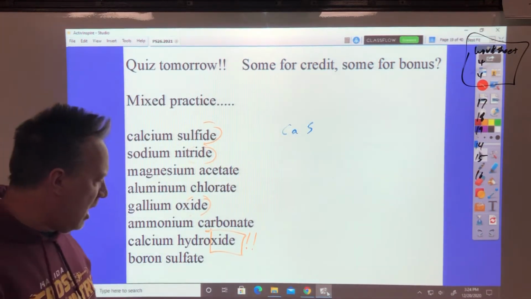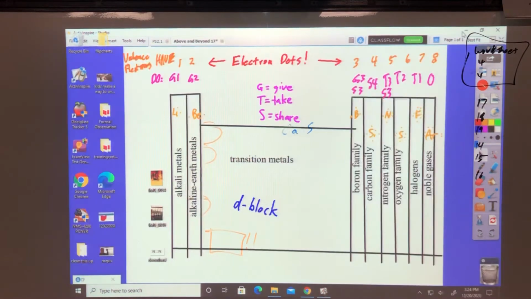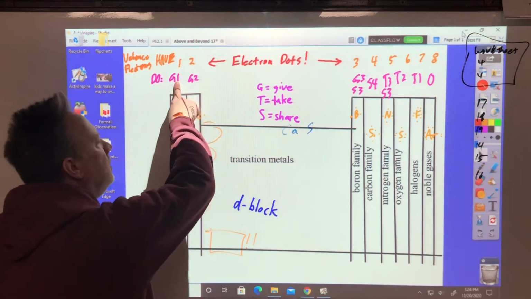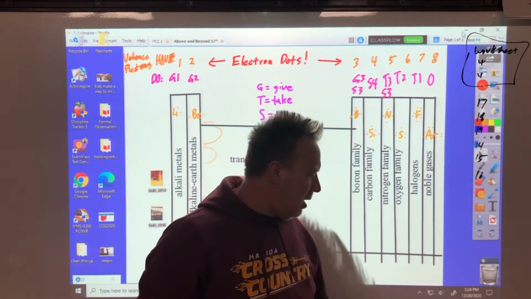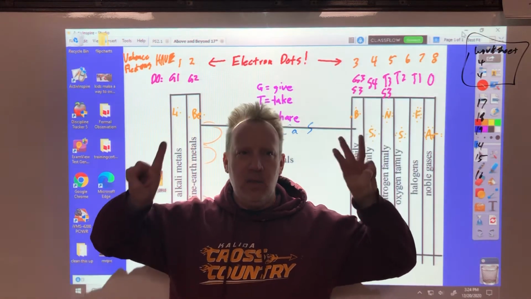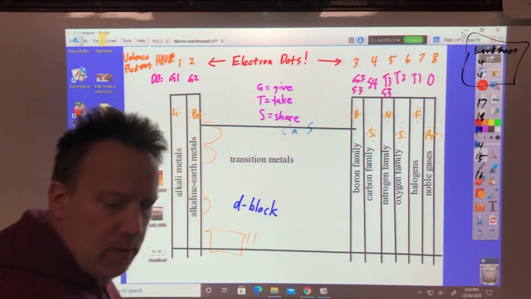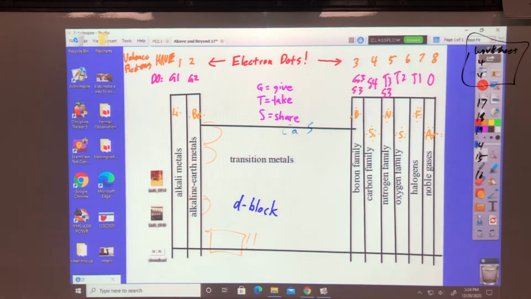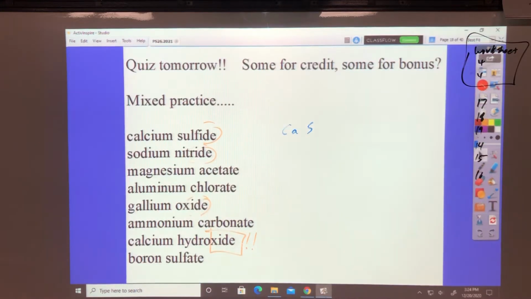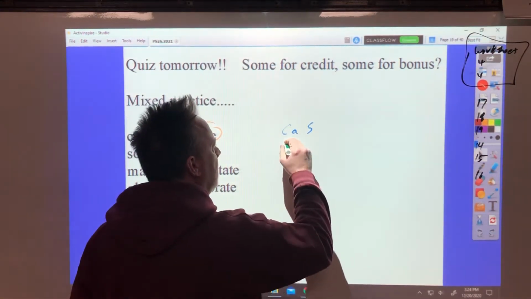Then sodium nitride. Sodium's here, giving 1. Nitrogen's over here, taking 3. That's not a match. How do you make these match? You have to get more sodium. So it has to be Na3N.